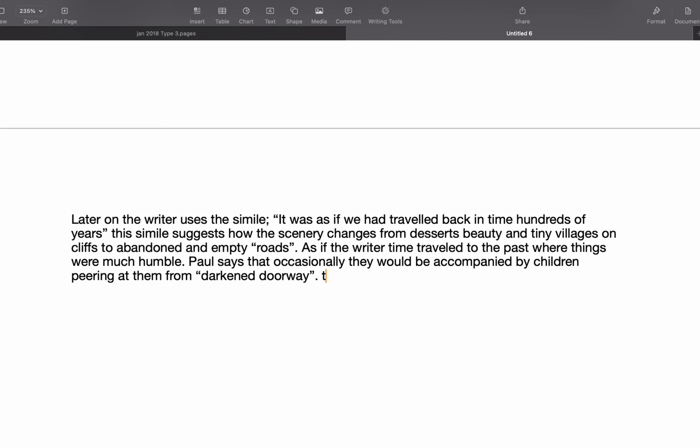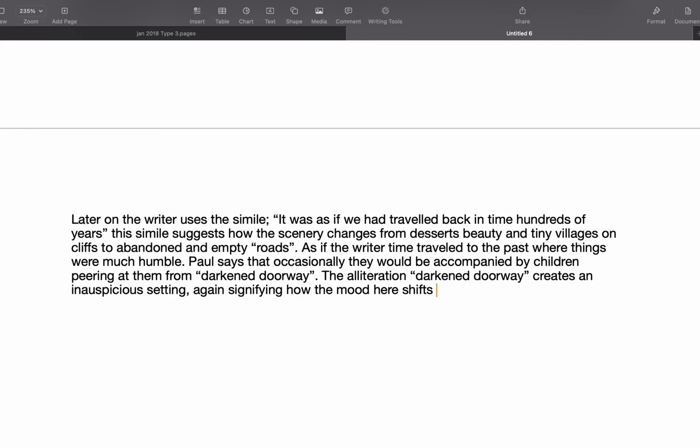So the alliteration, darkened doorway, creates an inauspicious setting. Again, signifying how the mood here shifts from excitement to somber. That's a good one.